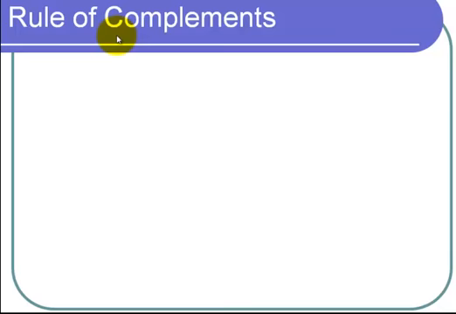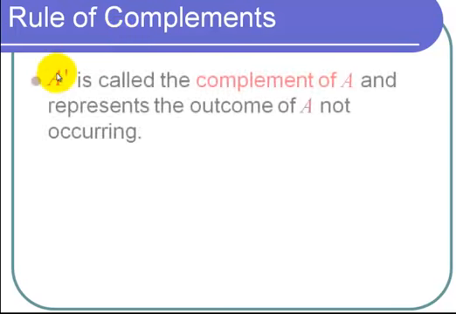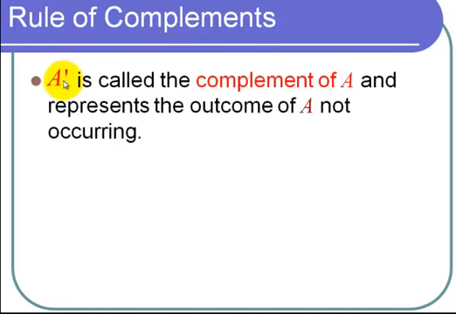So first let's talk about some symbols that are used for complements. Sometimes they'll use an A prime. Sometimes you'll see an A with a C as a superscript. Sometimes you'll see an A with a bar on top. There's lots of different symbols. Here I just write A prime, and we call that the complement of A. And what that means is it represents the outcome of A not occurring.